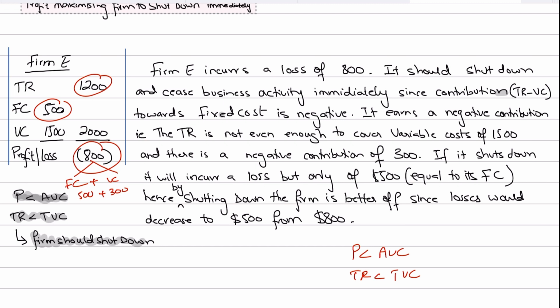While if we continue the operations we will incur a loss of 800. So shutting down is better. तो ये दो तरीकों से समझाना है. One way you need to explain it is that you need to say that shutting down is better because the loss will be less and only equal to 500, while right now the loss is 800 if we continue.